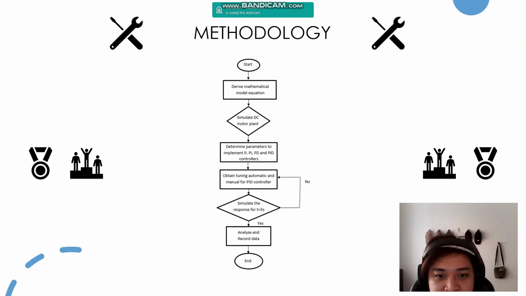Next, the methodology. Firstly, we need to derive the mathematical model equation, and then we simulate the DC motor plant, and then we determine the parameters to implement P, PI, PD, and PID controllers. Next, we obtain tuning, automatic and manual, for the PID controller. Then we simulate the response for T equal to 5 seconds.